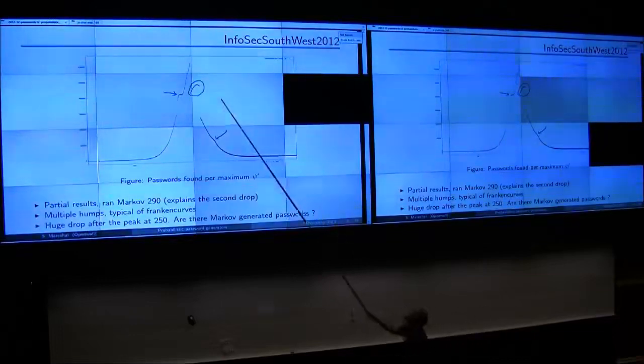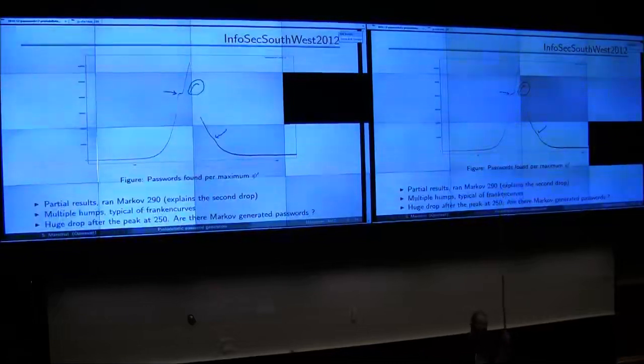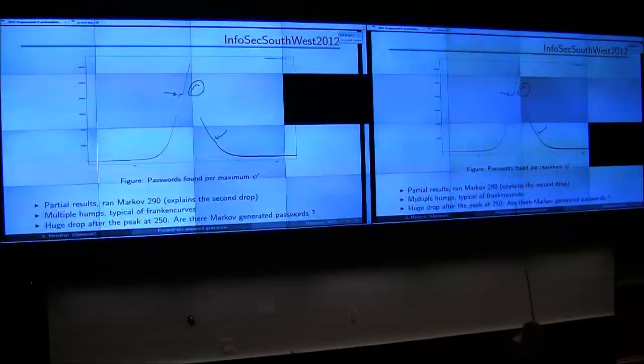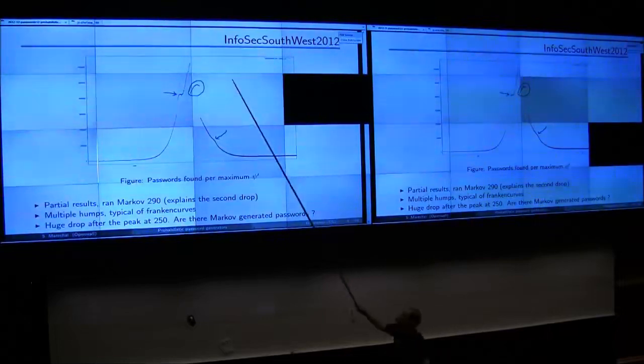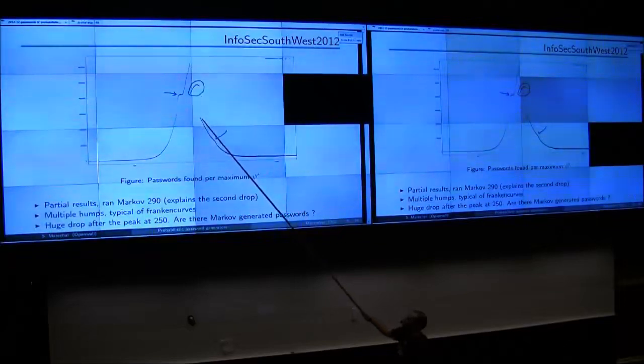Here is a discontinuity, which can be explained, because in order to compute this, I had to get a plaintext, and so in order to get a plaintext, I ran some wordlist attack, and also Markov attack level 290. So here you have a drop at exactly 290, which is expected because I computed all the passwords that are on the left of this point, and none that are on the right. The passwords you see here have been found by wordlist mode.